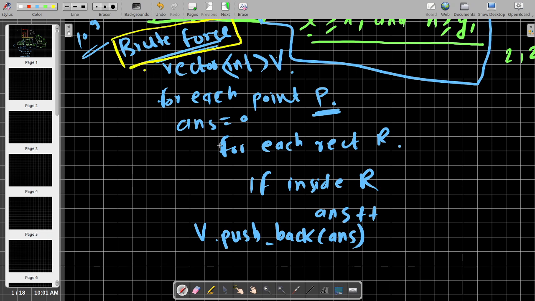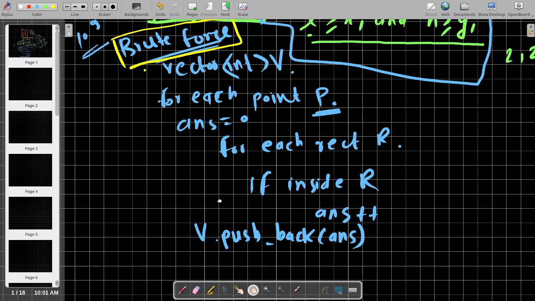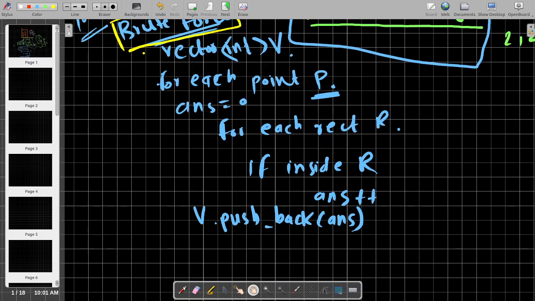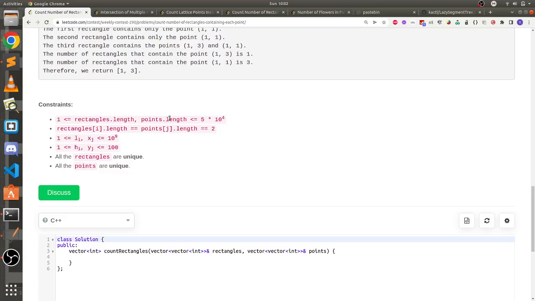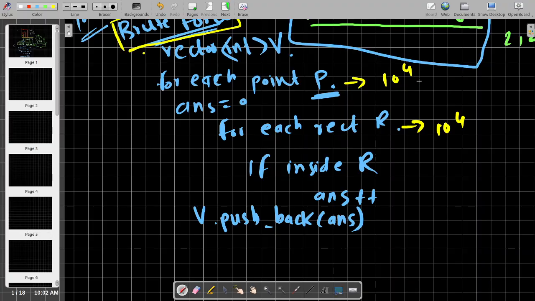This algorithm that I wrote is brute force. If possible, pause the video and try to calculate the complexity of these nested for loops. This for loop will run at most 10 raised to 4 times. Also this for loop will run at most 10 raised to 4 times. And I guess it's 2 into 10 raised to 4, or 5 into 10 raised to 4. Okay, this is 5 into 10 raised to 4.